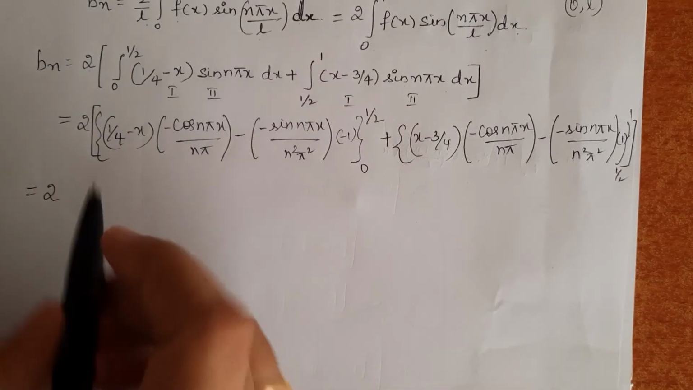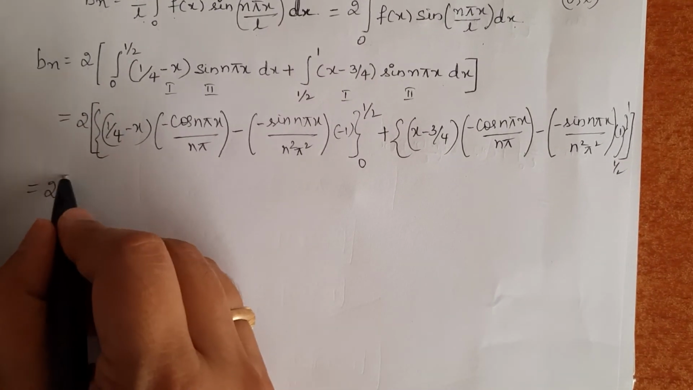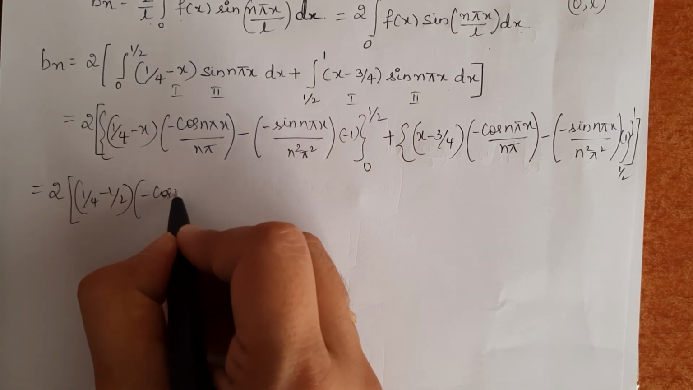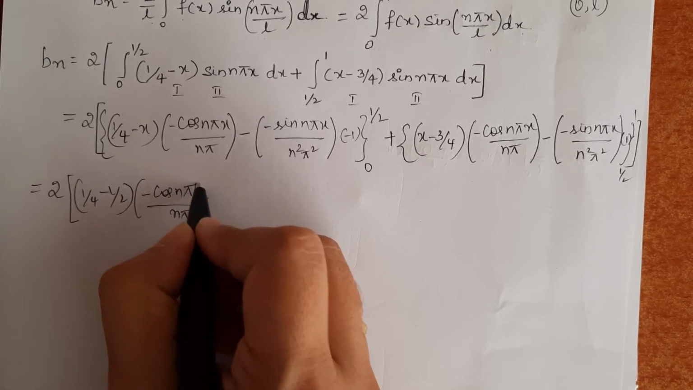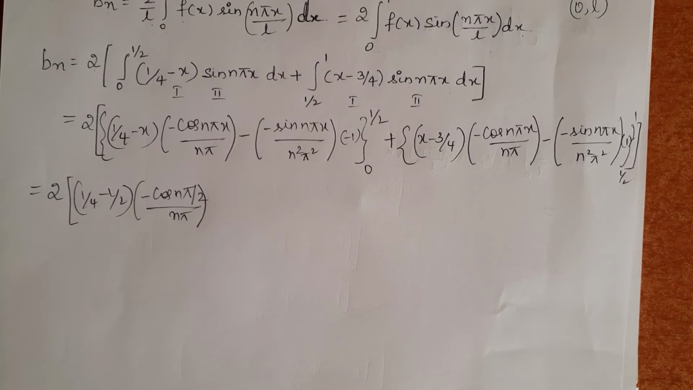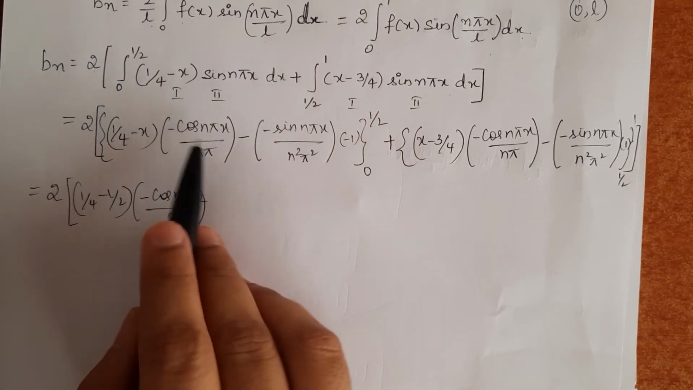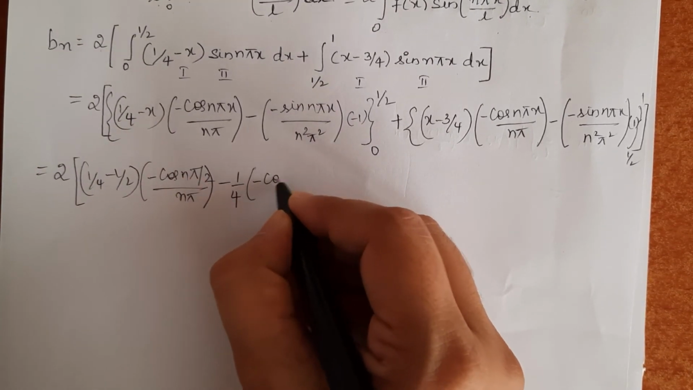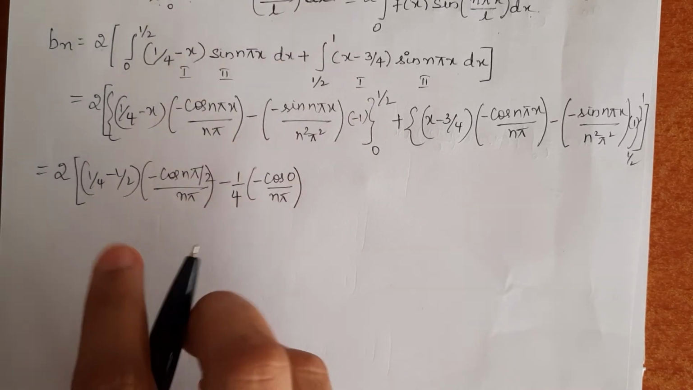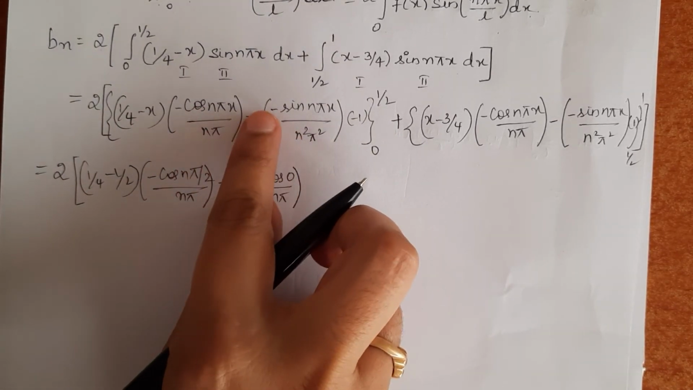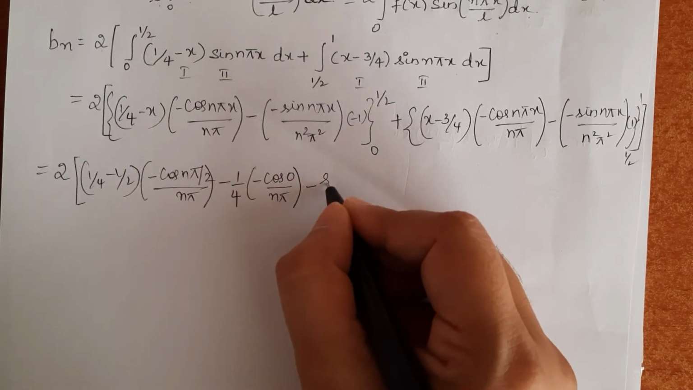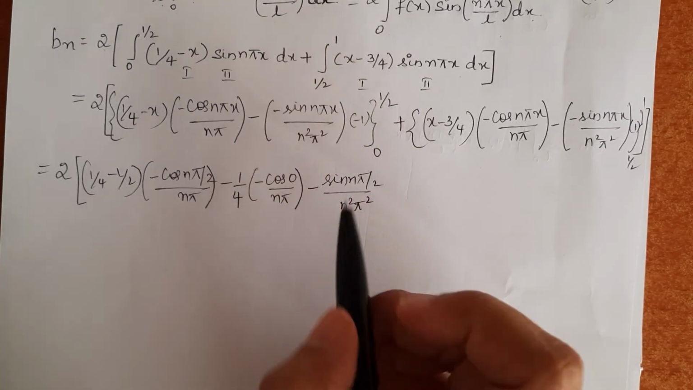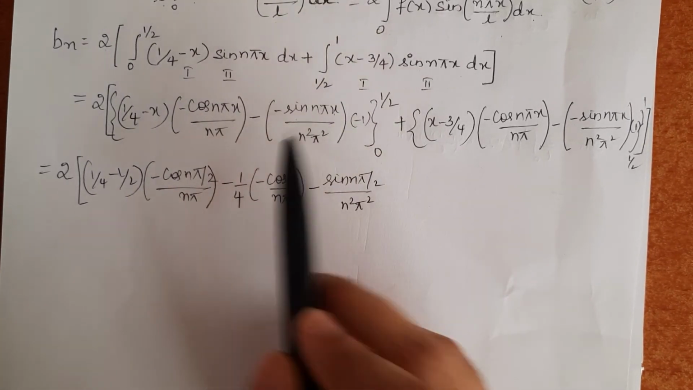2 into (1/4 minus 1/2) is the upper limit: (1/4 minus 1/2) into minus cos n pi by 2 divided by n pi. This is the upper limit for the first term. Similarly, for the first term the lower limit is 1/4 minus 0, which is 1/4, into minus cos 0 divided by n pi. This is the lower limit for the first term. Then here, minus into minus into minus is minus; the upper limit is sine n pi by 2 divided by n square pi square, and the lower limit is sine 0, which will be 0.